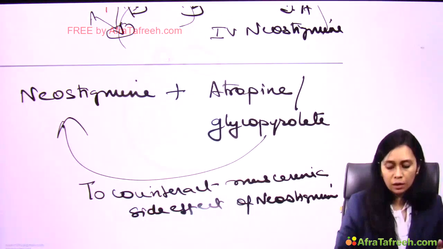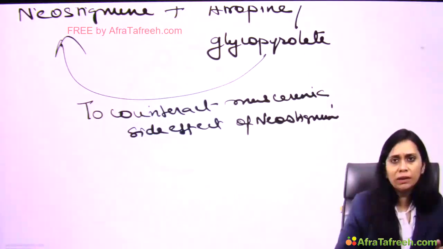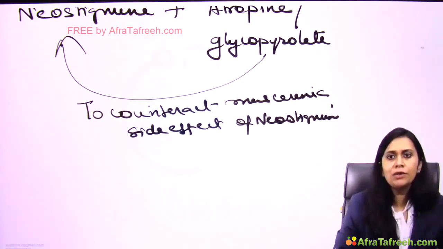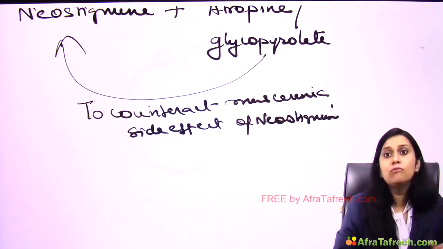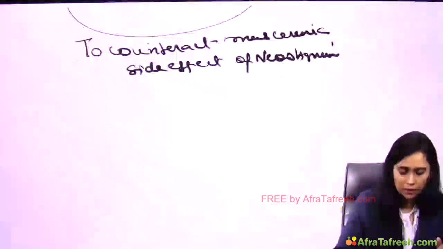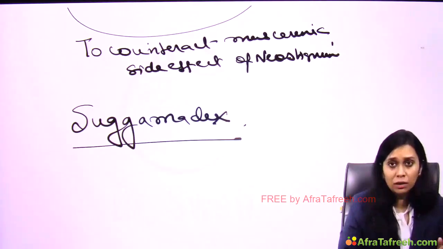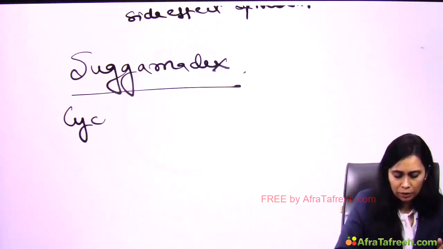Got it? Okay. So what kind of reversal agent is neostigmine? Does it have a direct effect on the neuromuscular blocker? No. It is acting indirectly simply by increasing the quantity of acetylcholine. Got it? There is a new drug in the market called Sugamadex. Not very new. It's been there for the last 2 to 3 years. We are using it at some centers. What is this Sugamadex? It is a cyclodextrin compound.